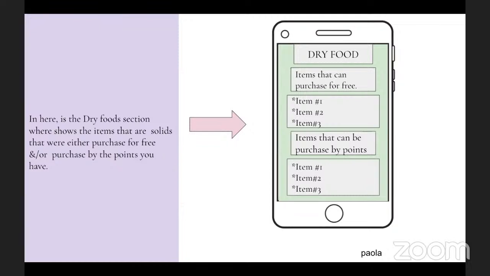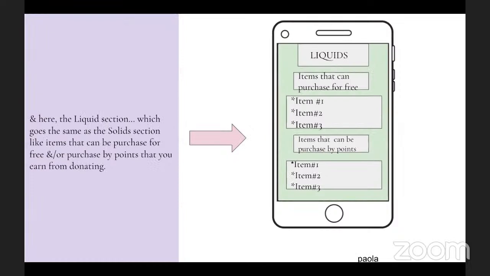Okay, in here is the dry food section, which shows the items that are solids and that can be either purchased for free, which means the ones that were donated, or purchased by points that you have collected through time. And here is the liquid section, which works the same as the solid section: items that can be purchased for donations that were given and purchased by points you earn from donating.